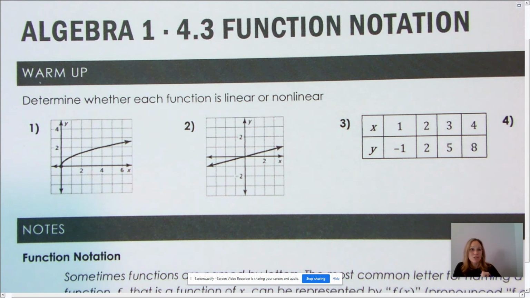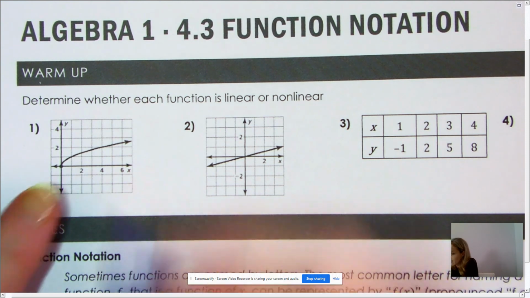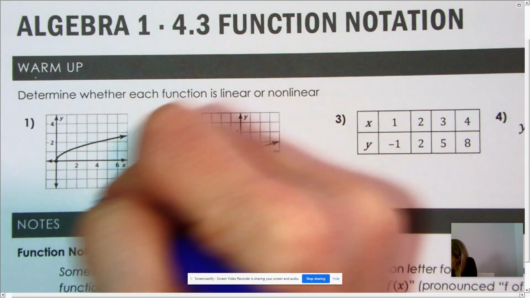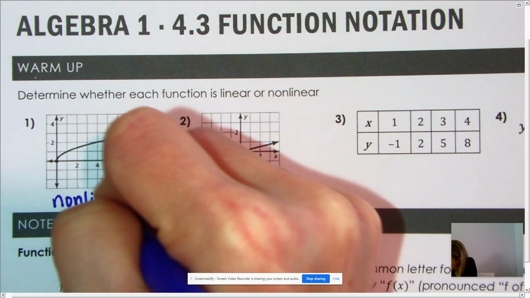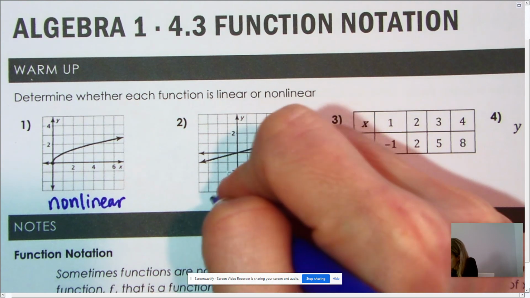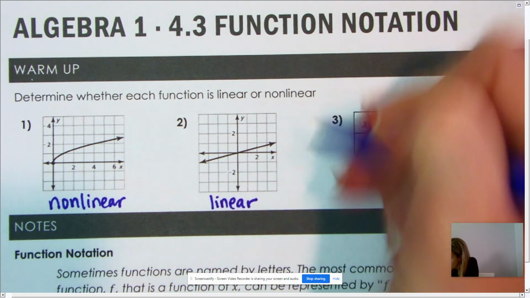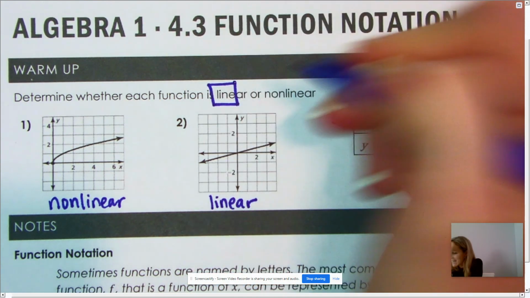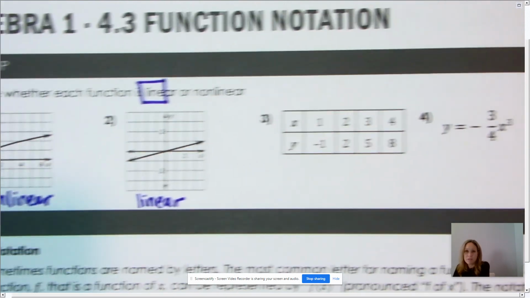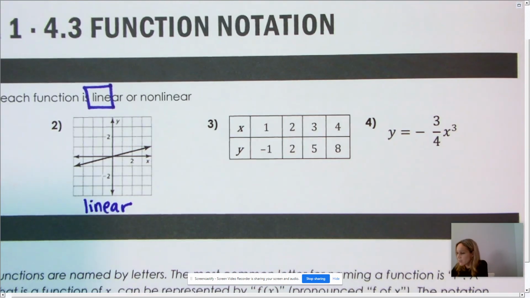So first of all, in the warm-up, determine whether each function is linear or nonlinear. Remember, for it to be a linear function, it has to make a straight line that is not vertical. So this one has some curve in it. So any line that has a little bit of curve is nonlinear. This one is a straight line. It is not vertical, so this one is linear. So remember, the word linear has the word line in it, and we're talking about a straight line, not a curvy line.